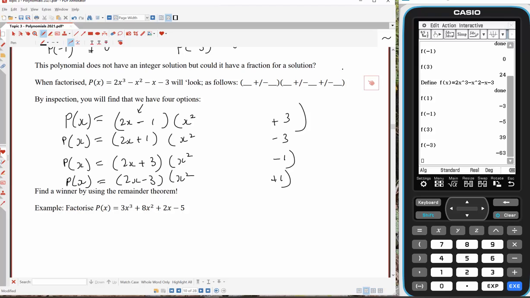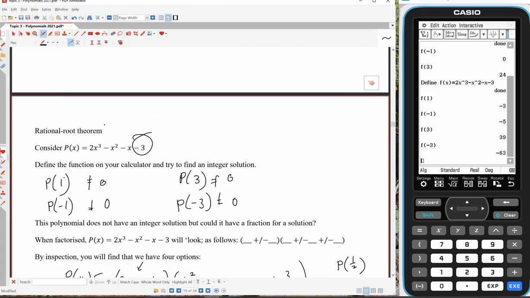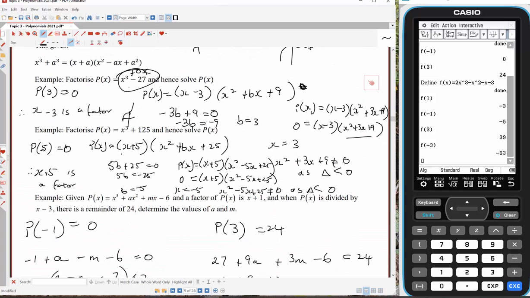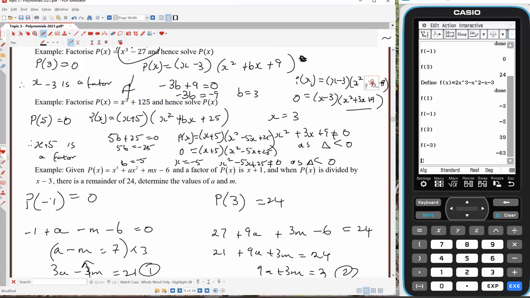So now what we would do is note that if this is the proposed linear factor, then what we're going to note is that's going to be p of a half. All right, so the way we think about that is a bit like this here, or the standard ones over here where we find out, so p of -5 is x plus 5.